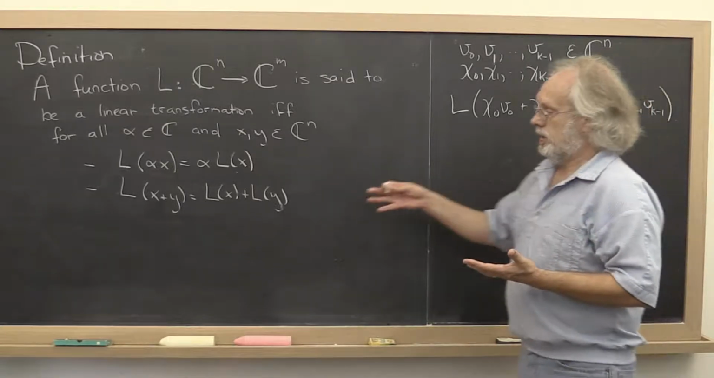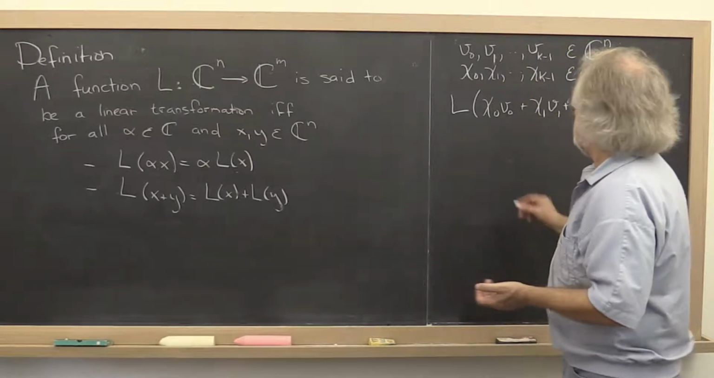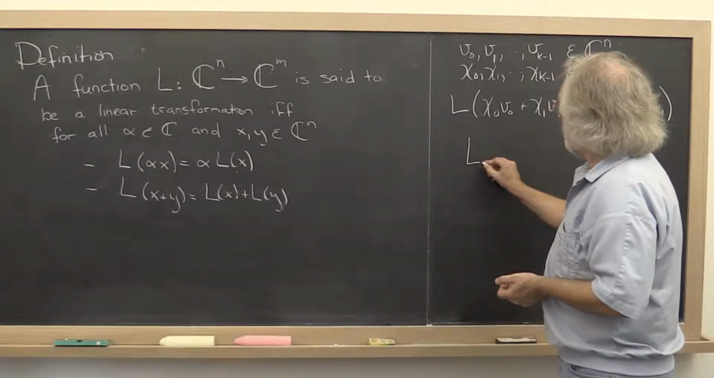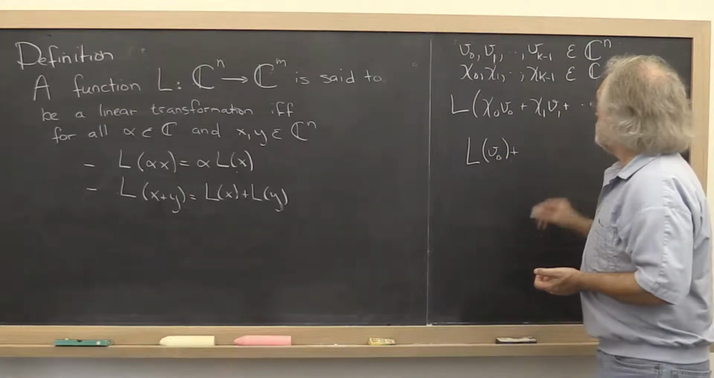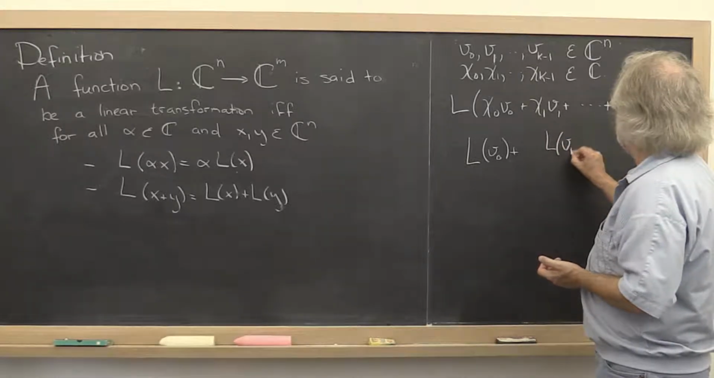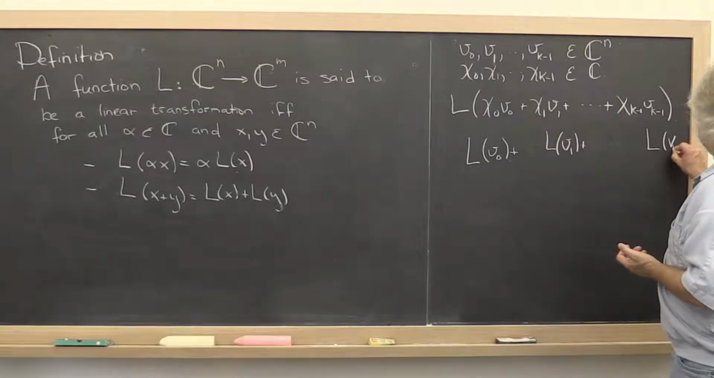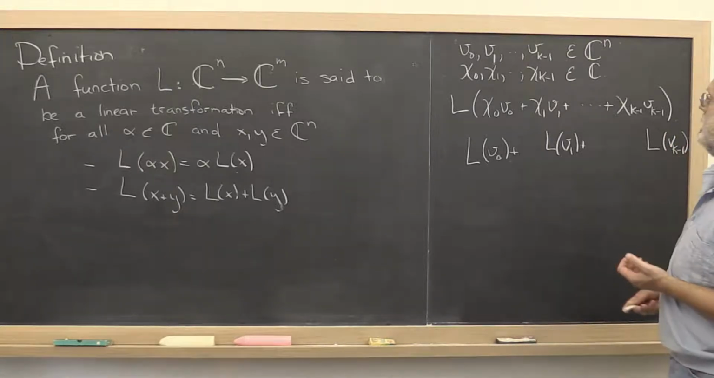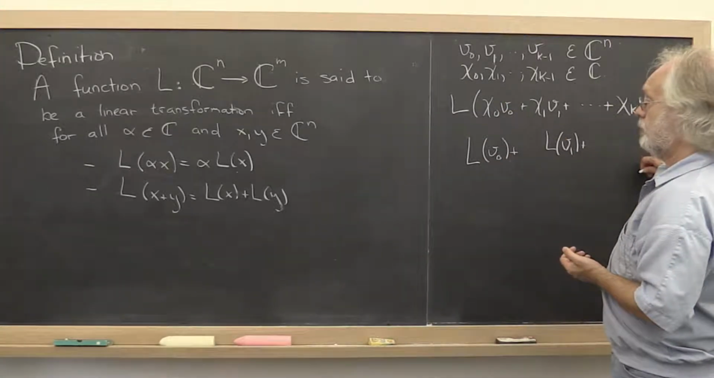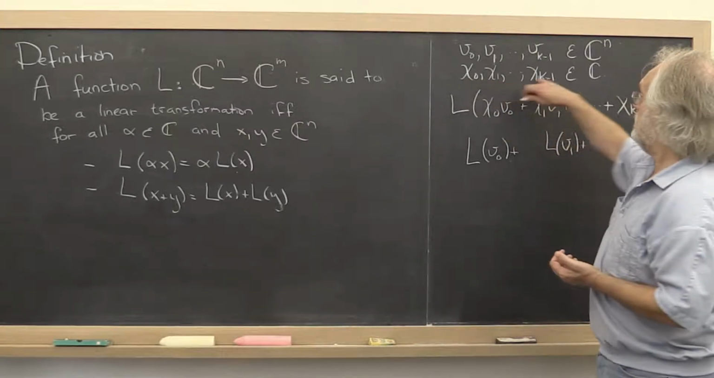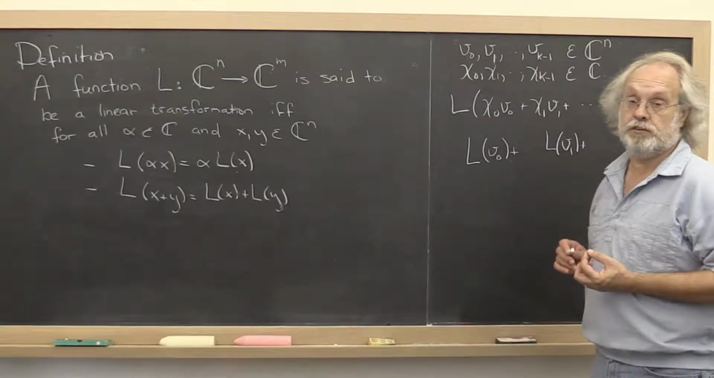It's not hard to see that by applying these rules over and over again, we get that we can apply the linear transformation to the individual vectors, and then take the linear combination of those transformed vectors using the same scalars, the same coefficients, as were used to create the linear combination of the vectors.